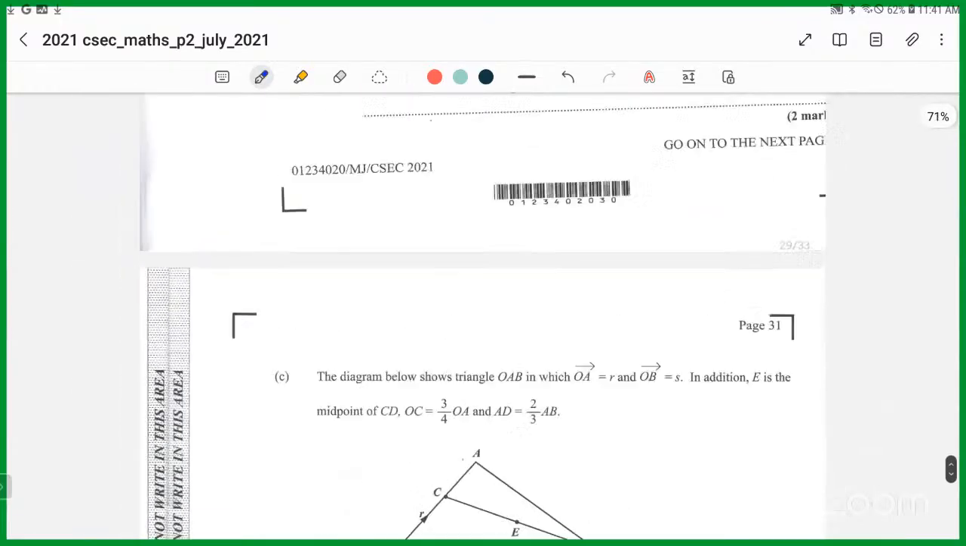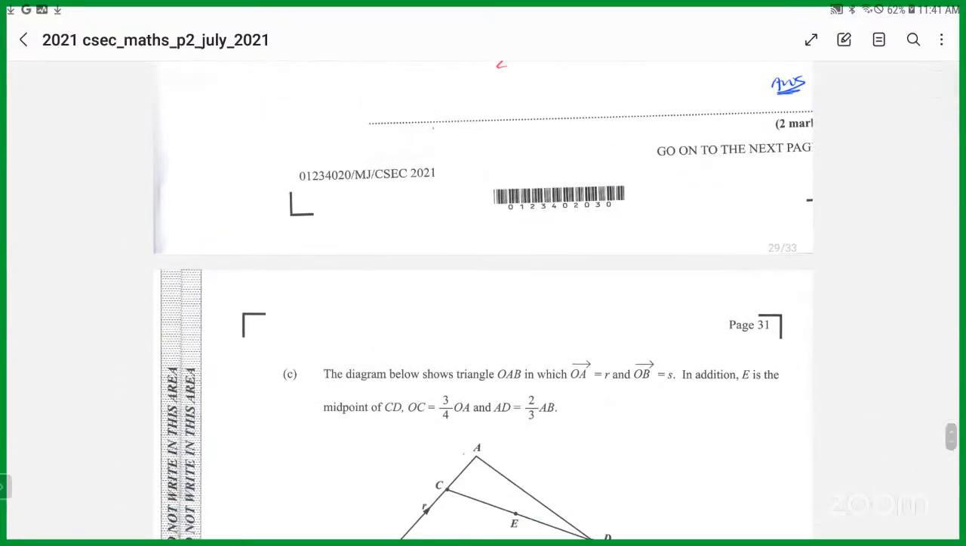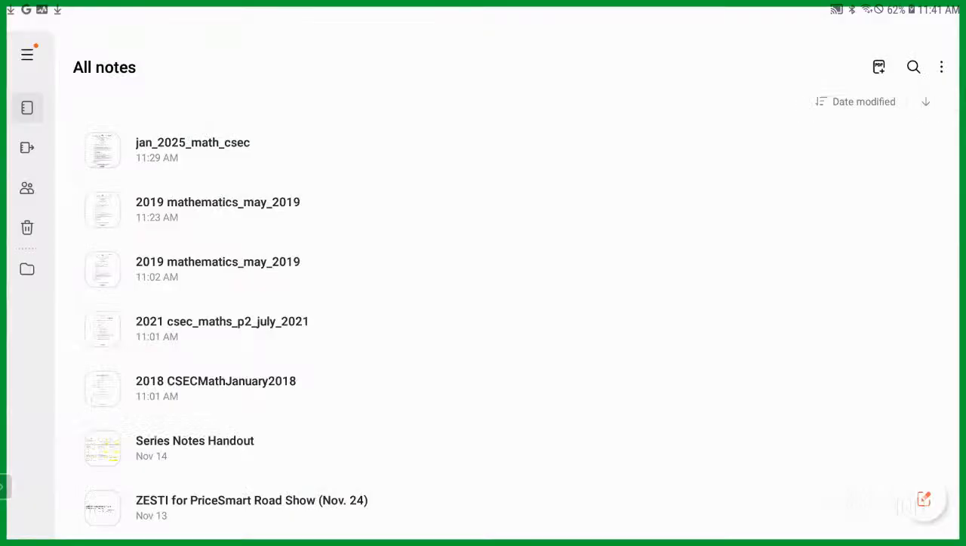Alright, let's see what the next paper is. Today's going to be a short session. I just want us to do some revisions. Always good to revise and practice.